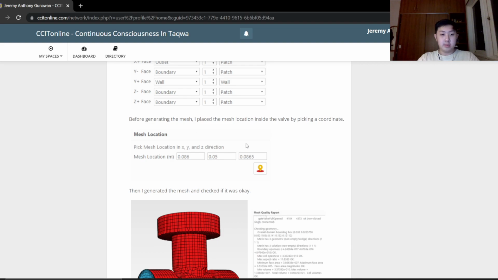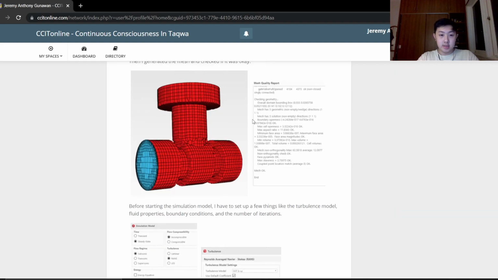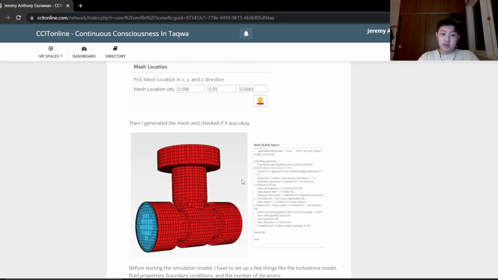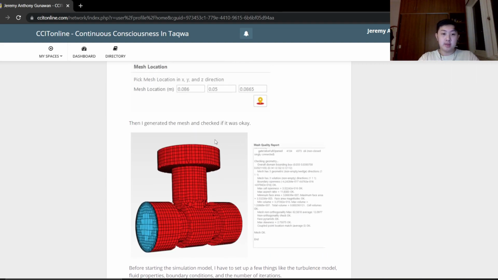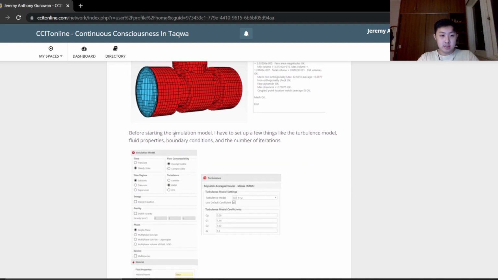And then I'm going to pick a mesh location, which is located directly in the middle of the gate valve. This is the location that I got, the coordinates. Before I generate the mesh, I checked if it was okay, and it says it's okay. Then I generated the mesh. This is what it looks like. So the next thing to do is set up a few conditions before we simulate the model.